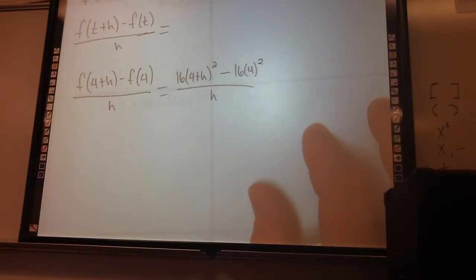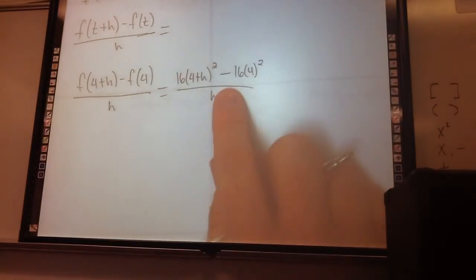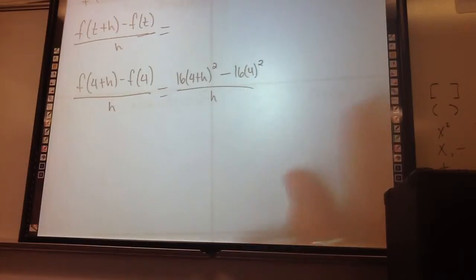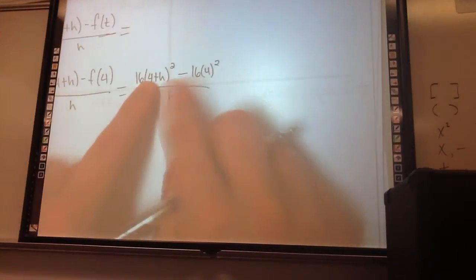Remember, I want h to be 0, right? To get my most accurate answer possible. Correct. Right now, h can't be 0 because I'm dividing by h. But let's simplify the top.